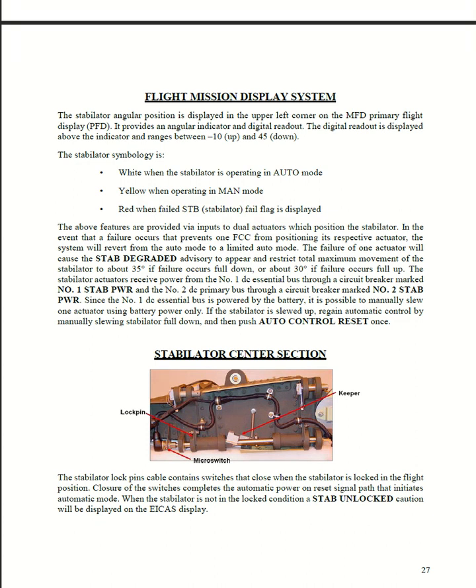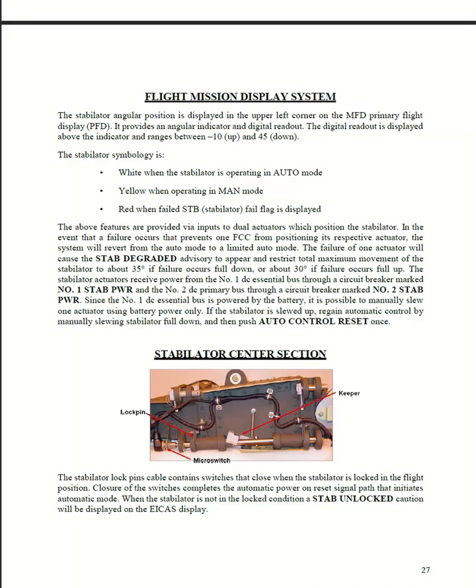The above features are provided via inputs to dual actuators, which position the stabilator. In the event that a failure occurs that prevents one FCC from positioning its respective actuator, the system will revert from auto mode to limited auto mode. This failure of one actuator will cause the STAB DEGRADED advisory to appear and restrict total maximum movement of the stabilator to about 35 degrees if failure occurs full down, or about 30 degrees if failure occurs full up.